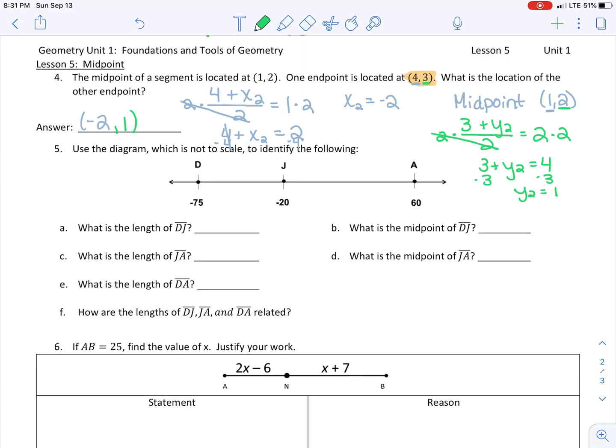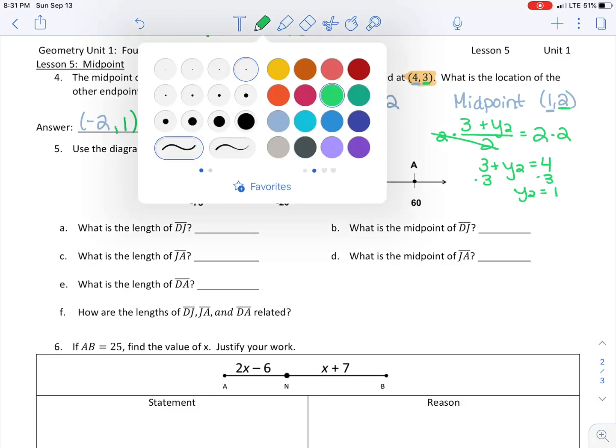Again, that's probably the hardest example dealing with midpoint. So if we have questions on that, please make sure to ask in class.